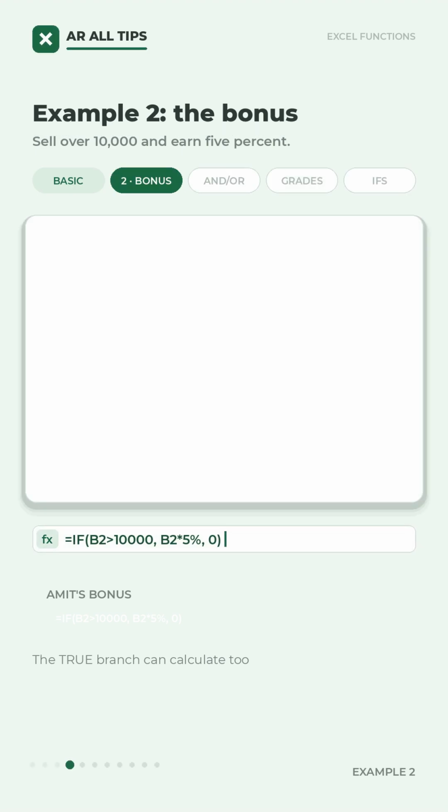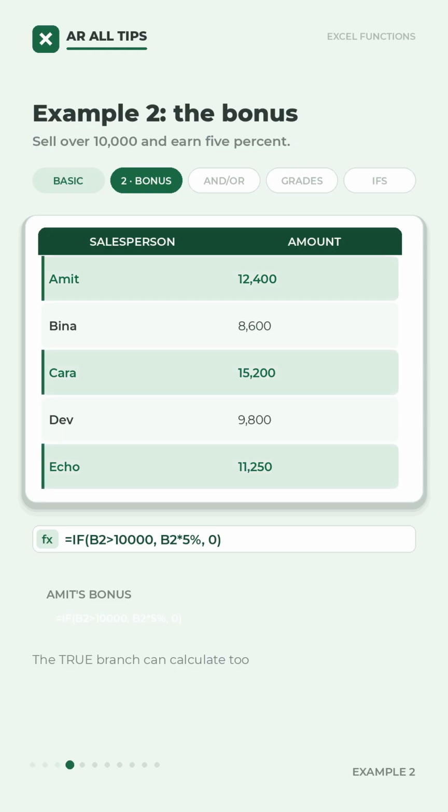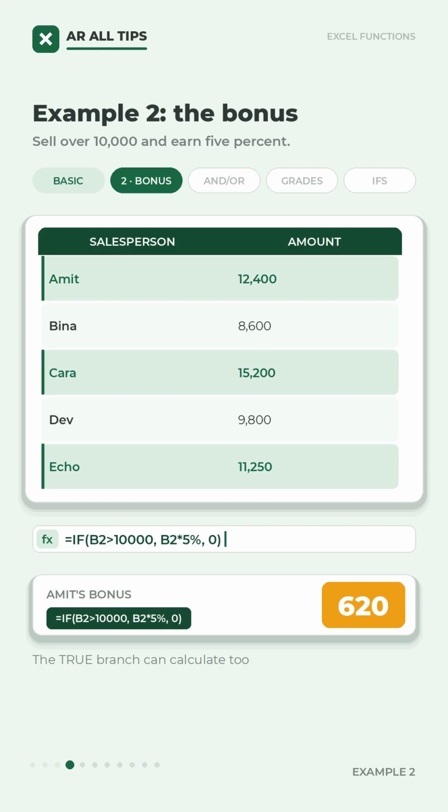Now the fun part. The answers don't have to be words. Sell over 10,000 and you earn 5%. So the true branch is B2 times 5%, and the false branch is just 0. Amit sold 12,400, so his bonus is 620. A real calculation, sitting inside one IF.